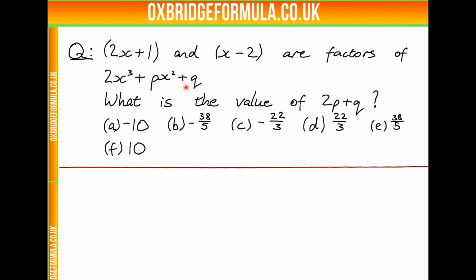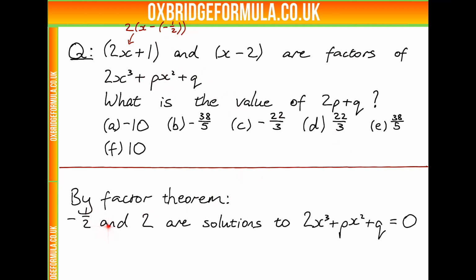Okay, well, what do factors of a polynomial tell us? Each factor gives us a root or a solution of this polynomial if we set it equal to 0. So the factor x minus 2 tells us that 2 is a root of this polynomial. So if we plug 2 in here for x, then this expression will equal 0. But what about the factor 2x plus 1? Well, we can rewrite this as 2 times x minus a half. And therefore this tells us that x minus a half is a factor of this polynomial, and therefore minus a half is also a root. So by the factor theorem, minus a half and 2 are solutions to this equation.